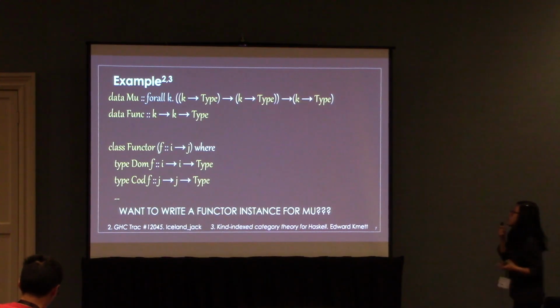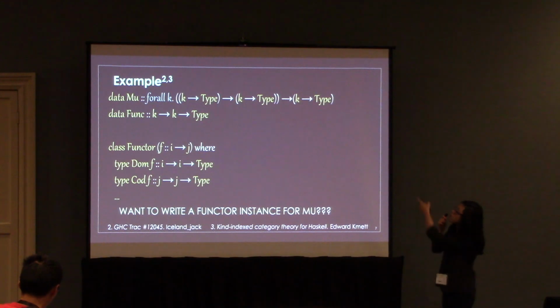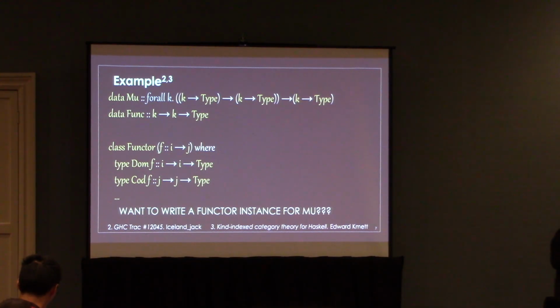So now we say we want to write a Functor instance for Mu. Mu is the one over there. How do we do it? Since this is polymorphic, we want to clarify the kind to be in there.